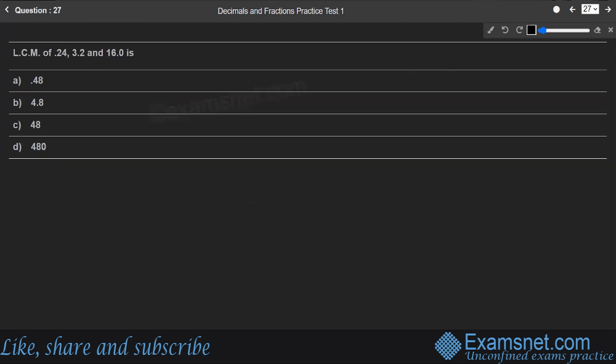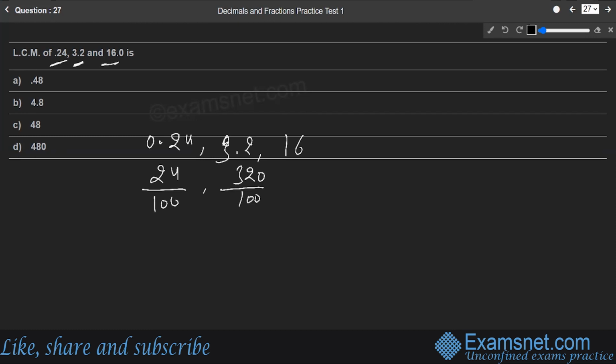Now, the LCM of 0.24, 3.2 and 16.0. It is asking for the LCM of 0.24 and 3.2 and, at last, 16.0 or just 16. So clearly we are supposed to convert these numbers into normal numbers first. So 0.24 can be written as 24 divided by 100, and 3.2 can be written as 320 divided by 100.